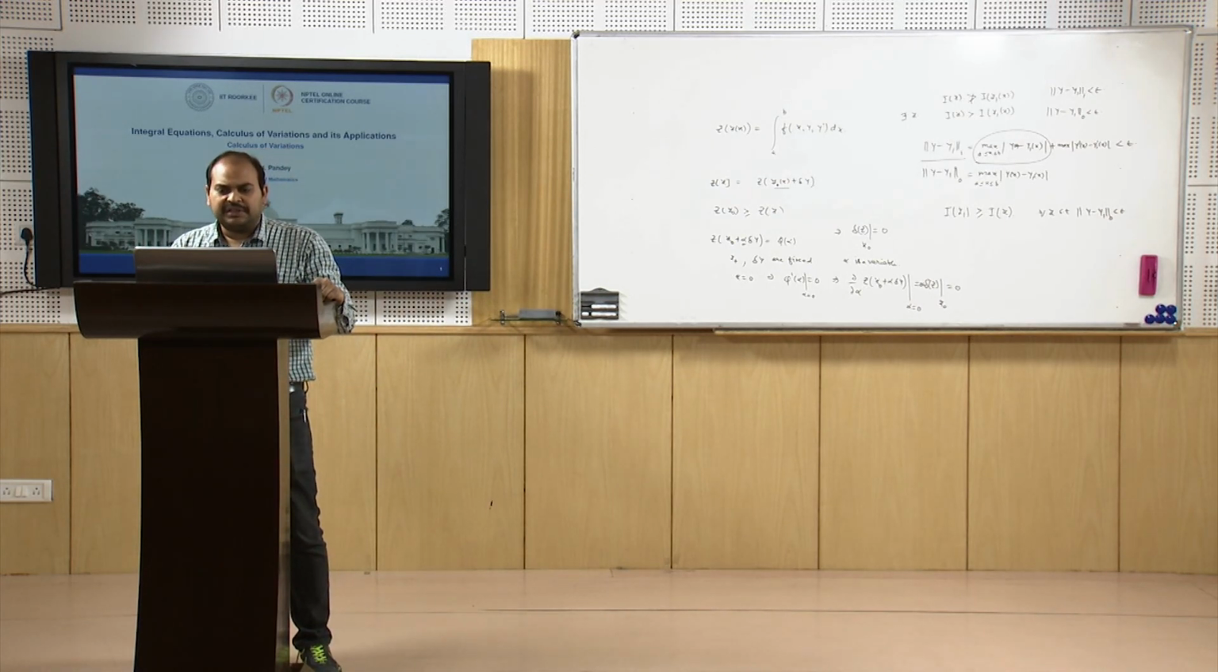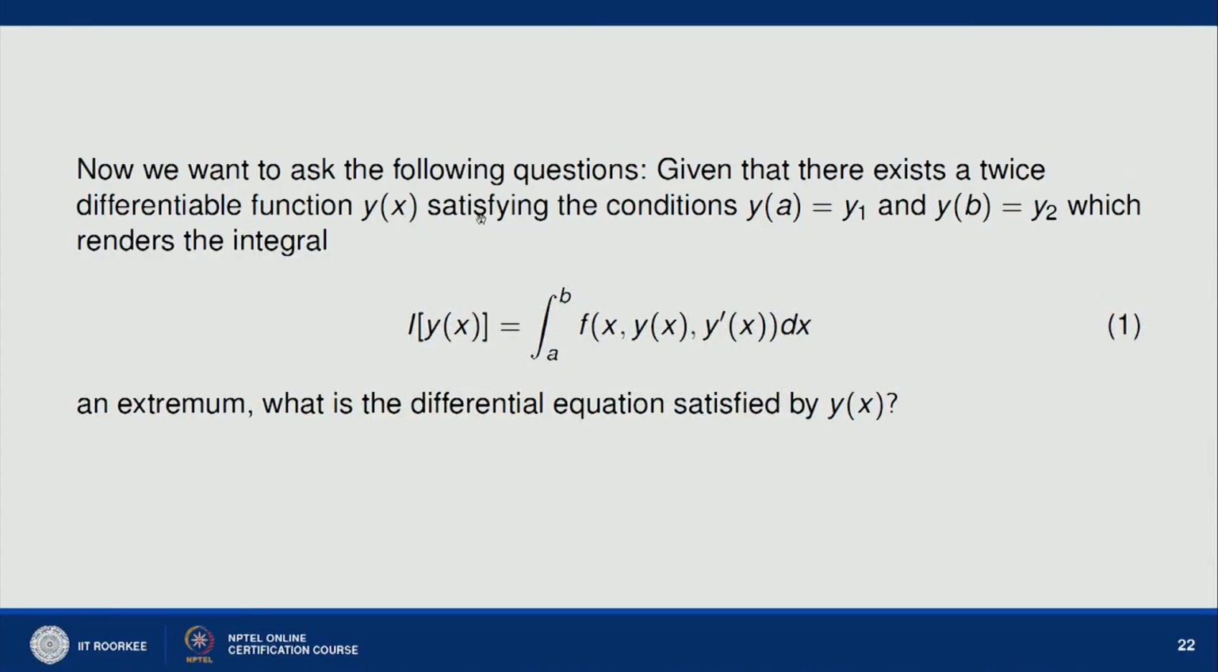given that there exists a twice differentiable function y of x satisfying the condition y of a equal to y1 and y of b equal to y2, and which makes this integral I of y of x an extremum. So, it means that this y of x is the extremum of this functional, and we want to find out what is the differential equation which is satisfied by this extremal function.